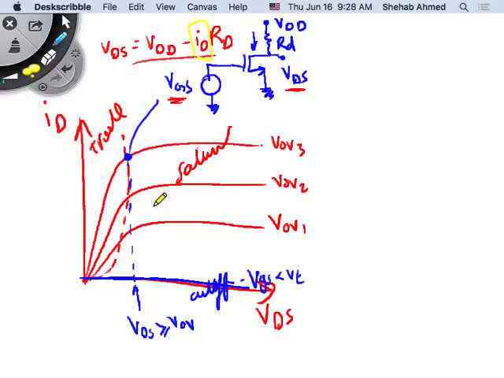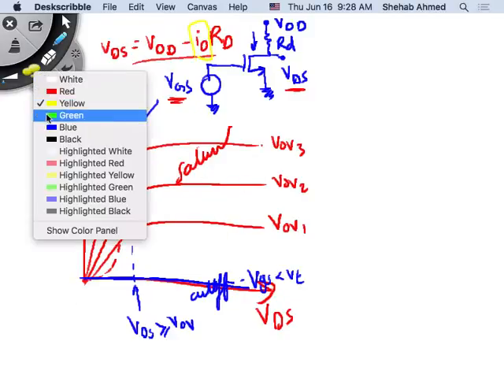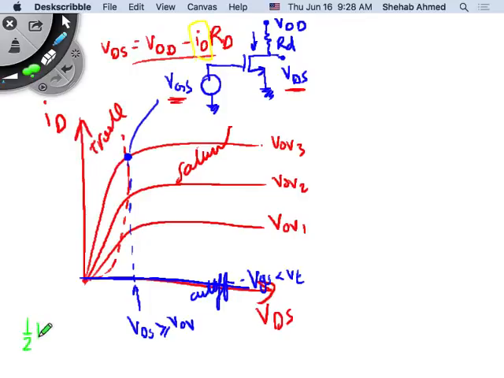I know the equation for ID in saturation mode. It's half Kn VOV squared, or VGS minus VT squared, correct? That's the equation for current in my saturation mode. So if I take this ID and substitute in this equation, I now have a relationship between what? VDS and VGS, right? So I will draw that relationship between VDS and VGS.